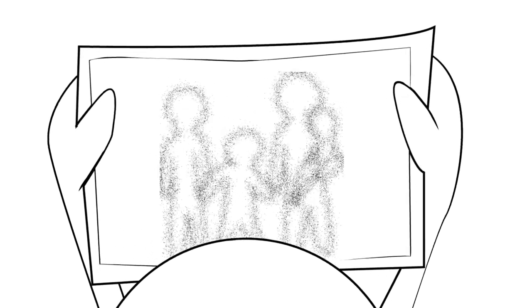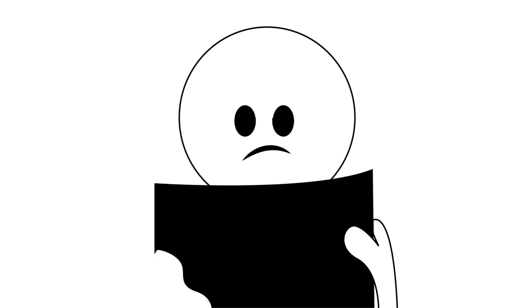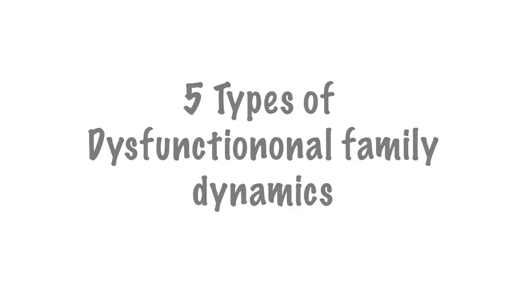Growing up in a dysfunctional family is not always obvious. Similar to symptoms of anxiety and depression, the signs may range from mild to severe, which can go unnoticed in the everyday lives of toxic families. Here are five types of dysfunctional family dynamics.